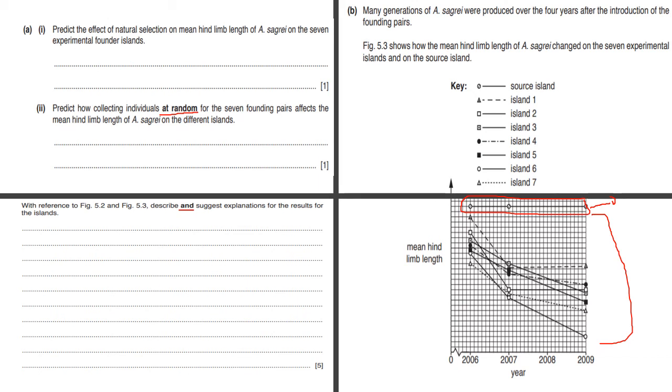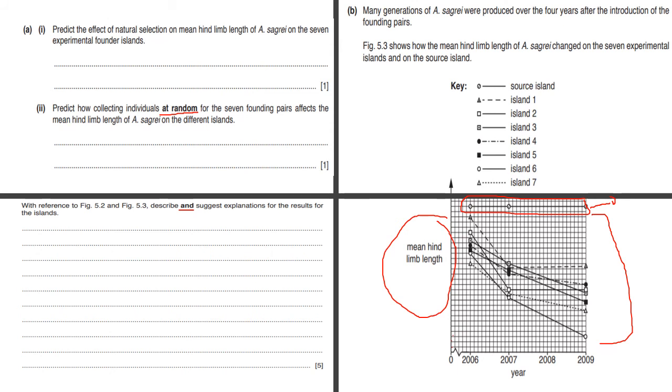Something else I would say to you as a student is that if you're not given any values, and over here there are no values for mean hind limb length, it just tells you that there is a general trend of decrease. Please don't make up values. Don't come here and say, oh, if this is 0, then this must be 4, this must be 8, this must be 10. Don't do that. If you're not given values, it means you don't need to make reference to any values. All you need to do is look at the general trend.